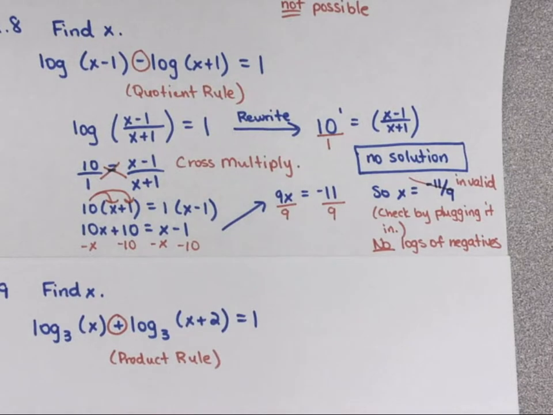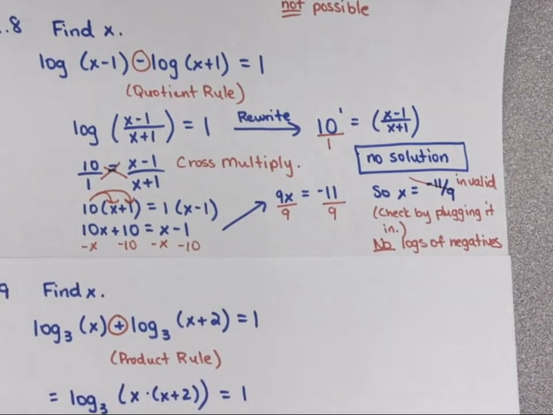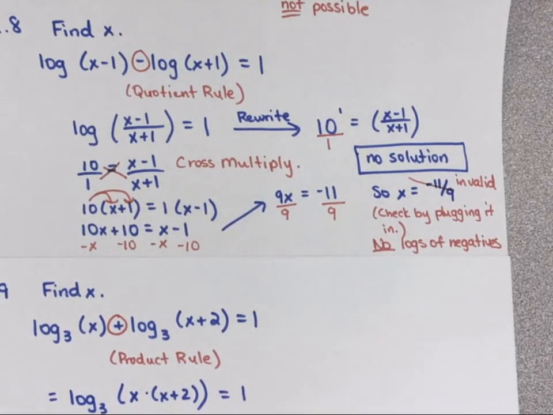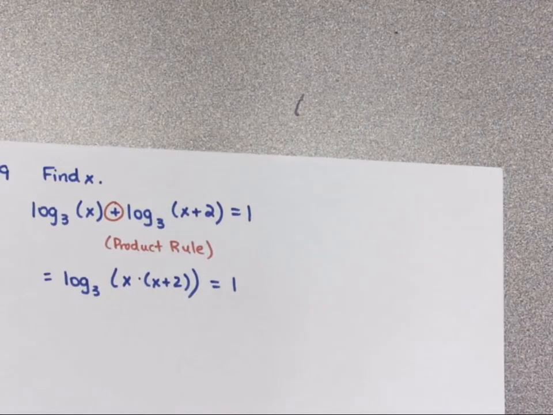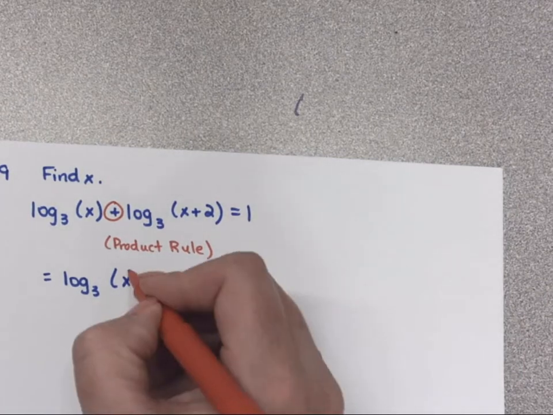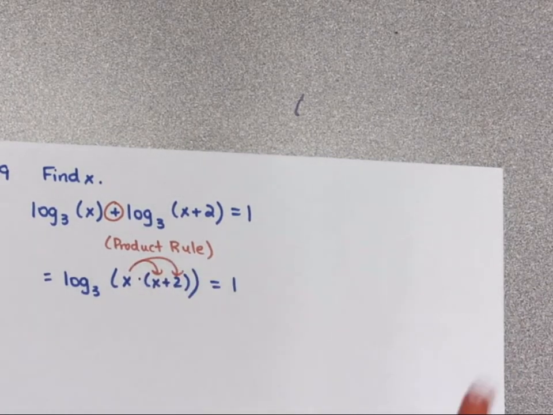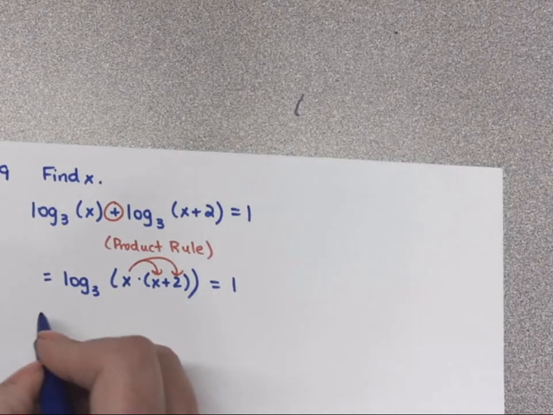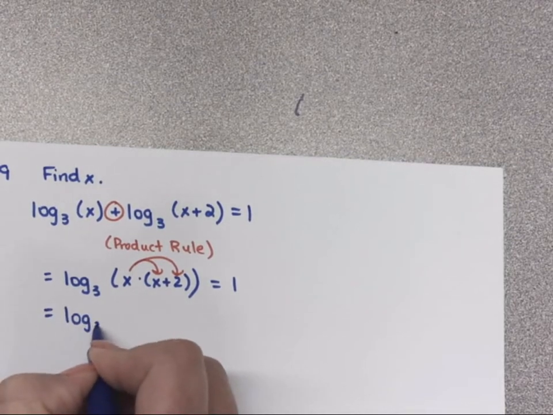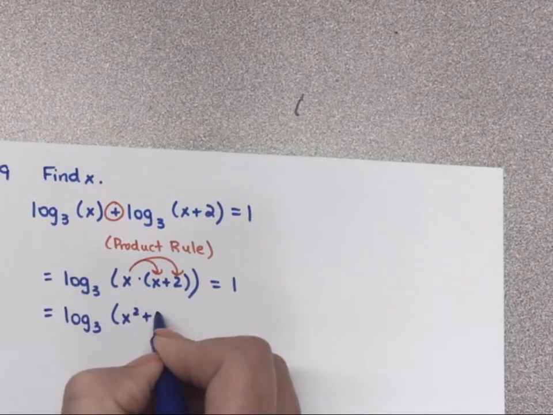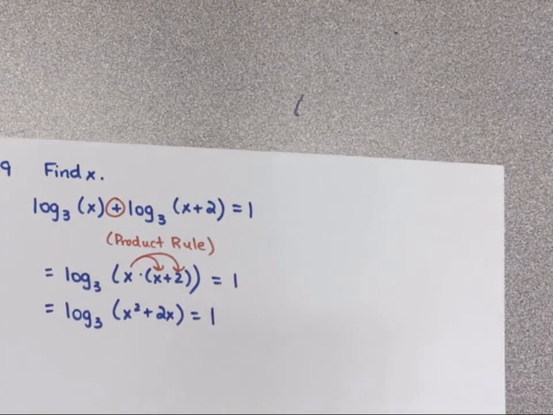Okay, which just says we're allowed to combine logs into a single log when we're adding as long as we multiply those two things together. And notice you do need parentheses there, like it is x times the whole x plus 2. So now I'm going to use my algebra skills and distributive property that. So it's going to be log base 3 of x squared plus 2x equals 1.